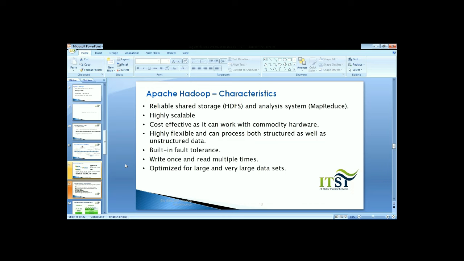Another characteristic is that it is highly flexible and can process, as I said, structured, unstructured, and semi-structured data. Any type of data, Hadoop has an answer for it. Built-in fault tolerance: we have the replication of data. When you ingest your data into HDFS, by default it will be copied onto 3 nodes. And yes, write once and read multiple times. This is one of the main basic principles of HDFS.